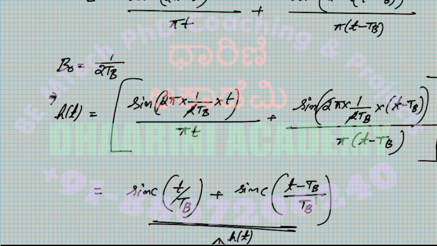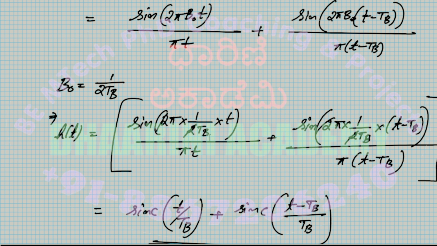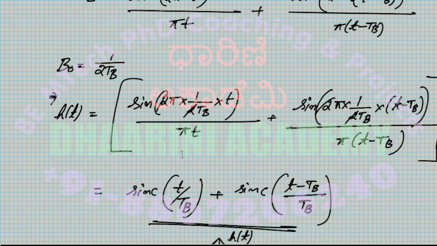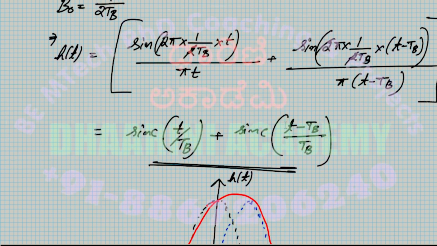Right. Then, fine. For that reason, you can see here I have substituted capital B naught, which is 1 by 2 TB. When you substitute, the terms get cancelled, and the remaining term itself is a sinc function, sine theta by theta. That's why we write it like this. So this equation, which has two sinc functions, is the impulse response.